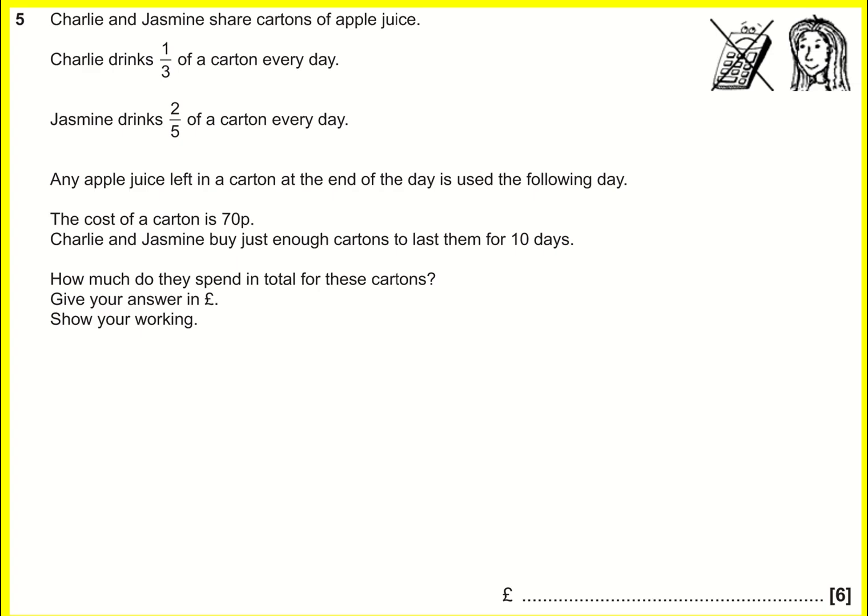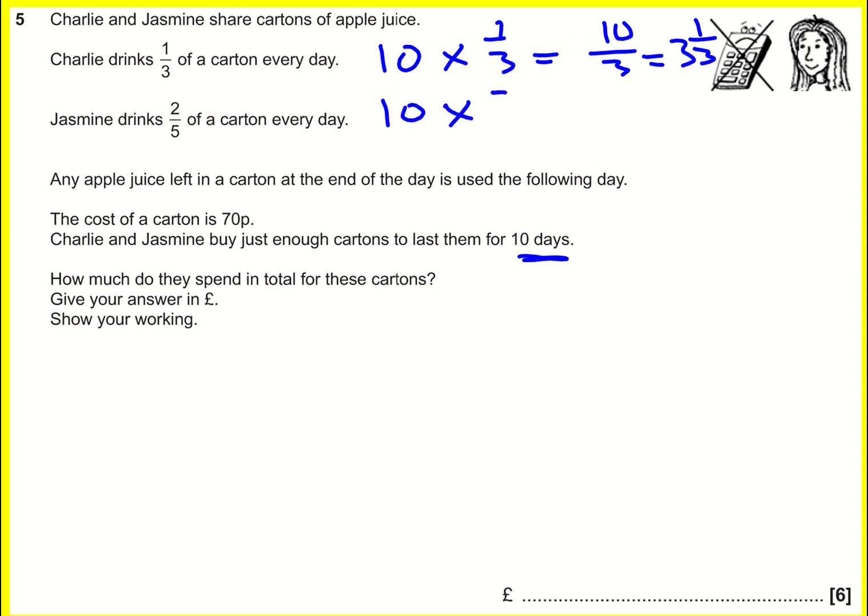I think the quickest way of doing this question is to work out how much each of them drink in 10 days. So Charlie will drink 10 times a third, which is 10 over 3, which is 3 and a third cartons in 10 days. Meanwhile, Jasmine, and this is why this method really works well, I think, because 10 times 2 fifths, actually the 10 and the 5 partially cancel, and I'm left with 2 times 2, which is 4.